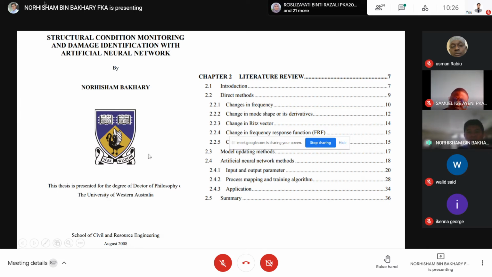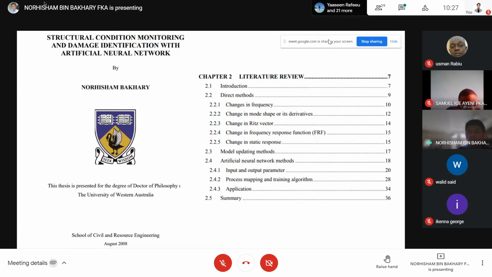All right, this was my PhD study. The topic is structural condition monitoring and damage detection with artificial neural network. Let me give you a little bit of a picture of what I was actually doing during my PhD time, so you can understand how I categorized my literature review. Basically, the conventional way to get the health of the structure is by inspection.